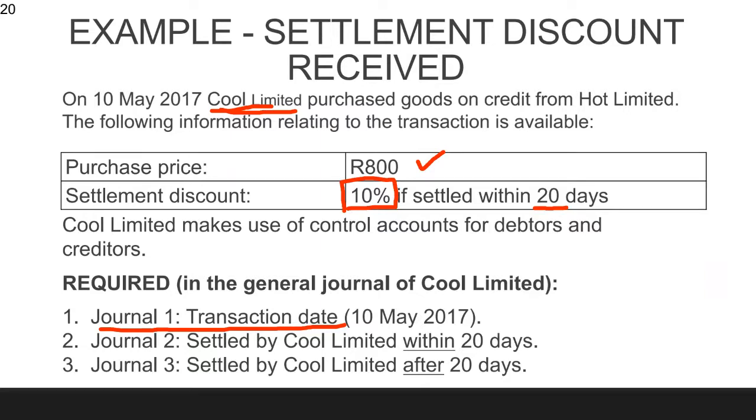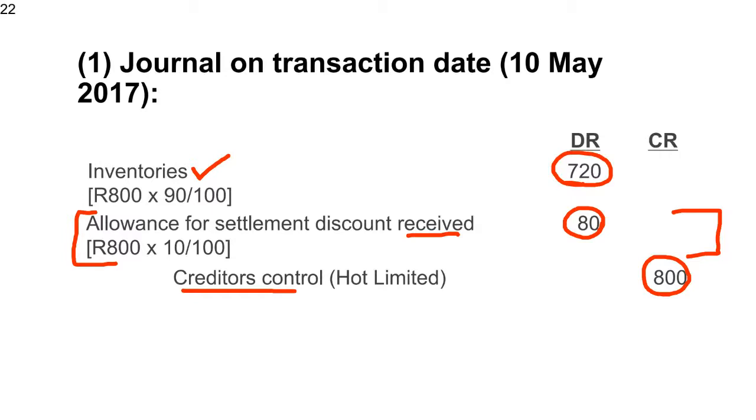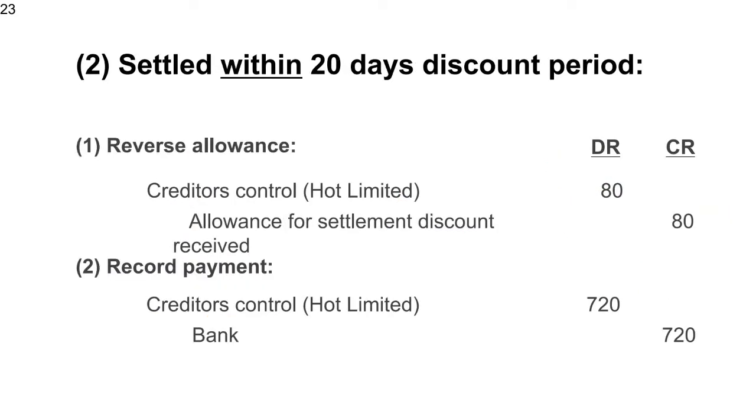Okay. Right, so the second journal entry, we pay within 20 days. So now we take advantage of the discount, right? Let's have a look at what happens. The problem is when we take advantage of this discount, we have already recorded the creditor at 100%. So we need to find a way to decrease the creditor. We do that with the first journal entry here. We reverse the allowance, right? So we actually debit the creditor, which means we make the creditor smaller, and we credit the discount received, right?